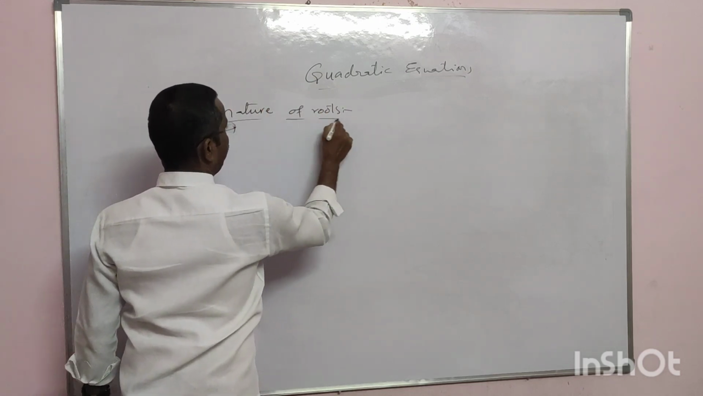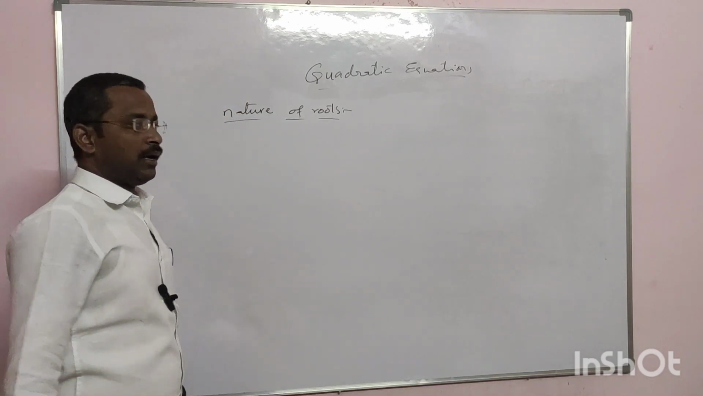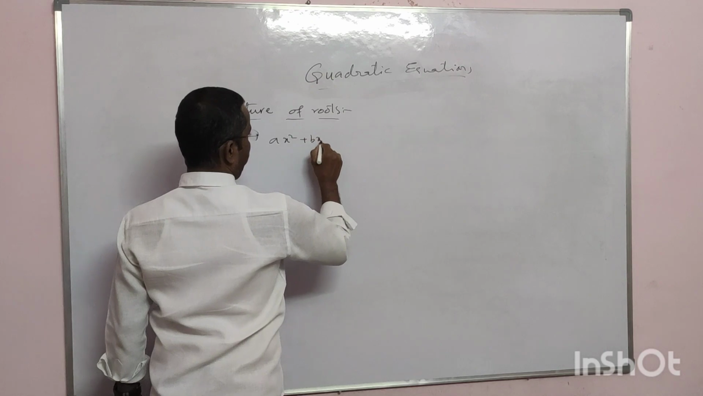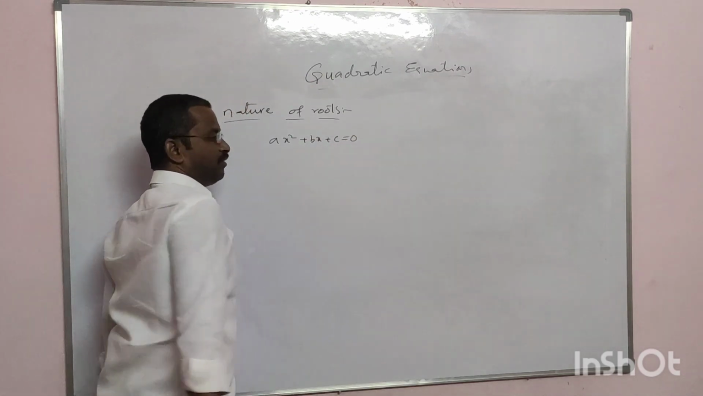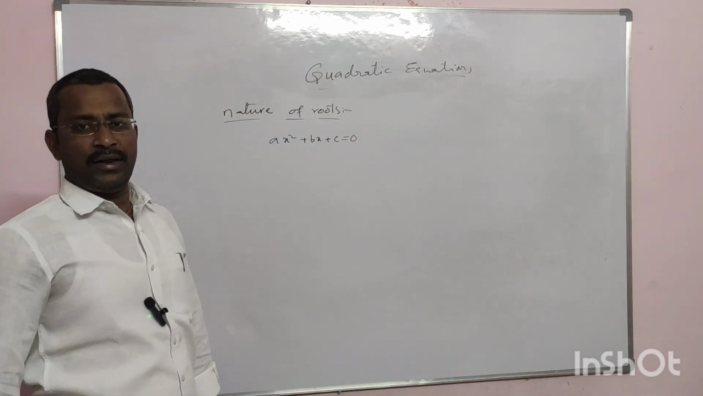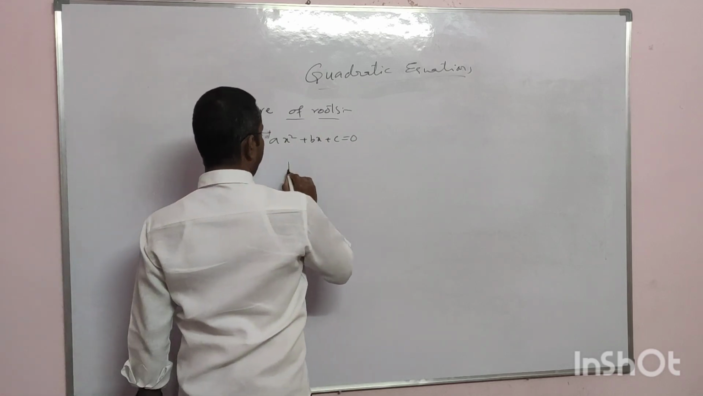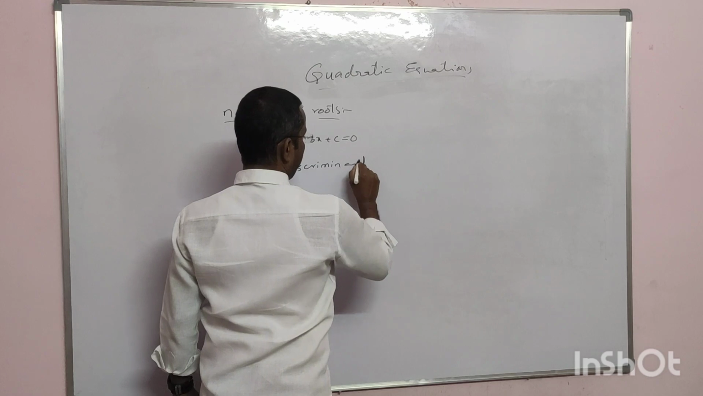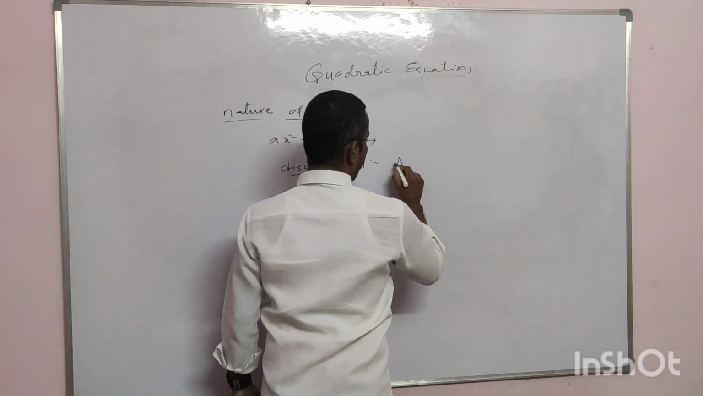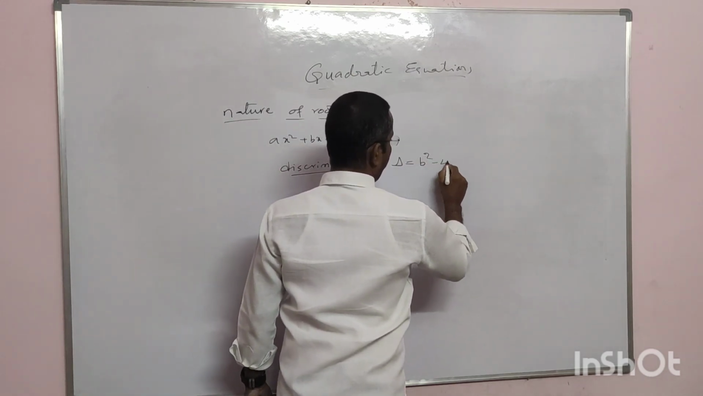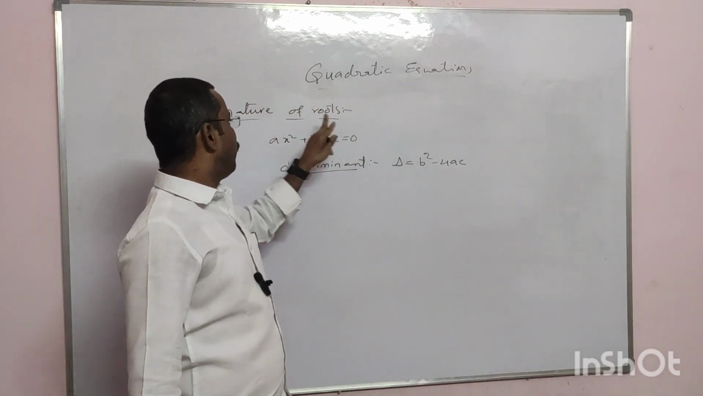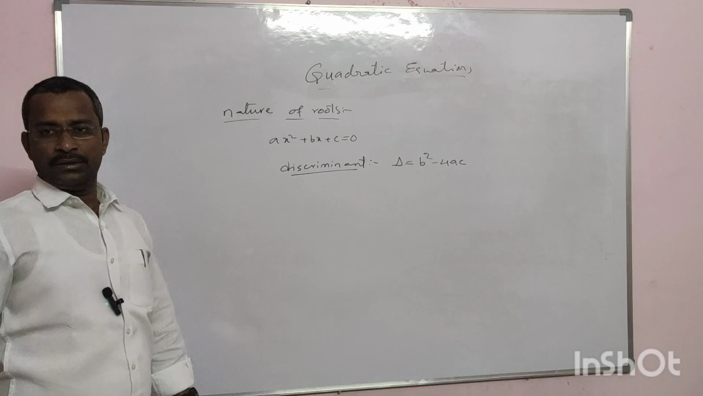So far we have done how to find out the roots and the nature of the roots. As you know, ax squared plus bx plus c is equal to 0 is the general form of a quadratic equation. Then the discriminant is the one. Discriminant delta is equal to b squared minus 4ac. This is used to find out the nature of roots.